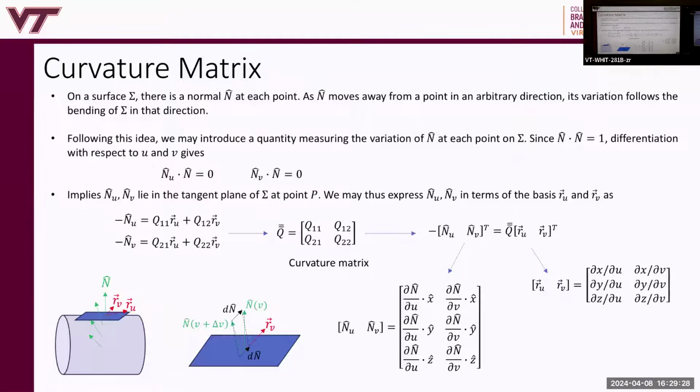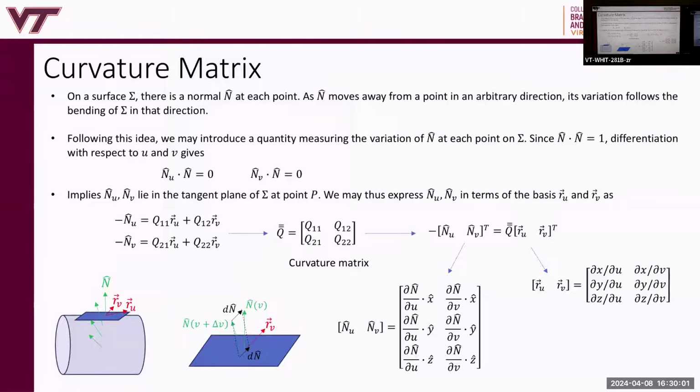All right, curvature matrix. So there's a way to do all of this compactly and succinctly, and we're going to use this notation for what we're going to use differential geometry for, which is to solve problems in EM diffraction and scattering. So for a curvature matrix, on a surface sigma, so we call the surface sigma, there is a normal n at each point, right? As n moves away from that point in arbitrary direction, its variation follows the bending of sigma in that direction.